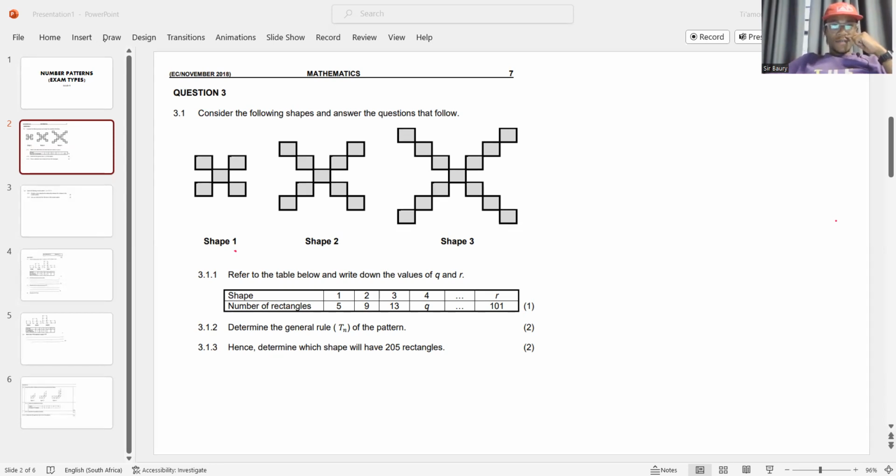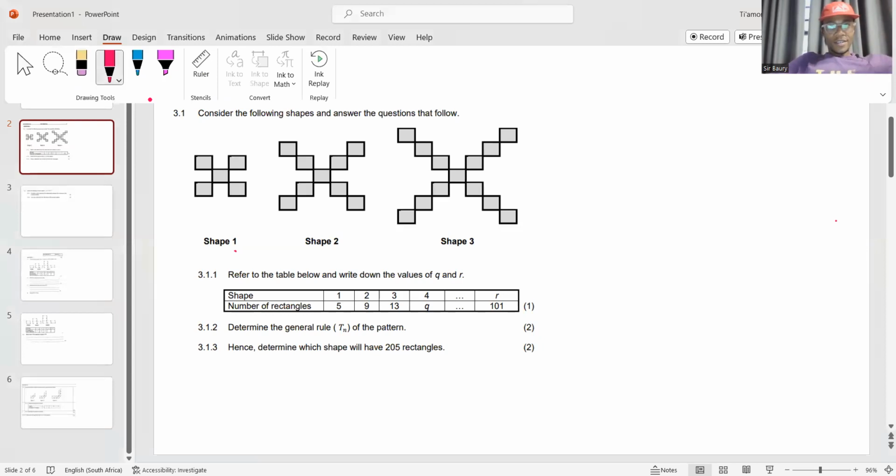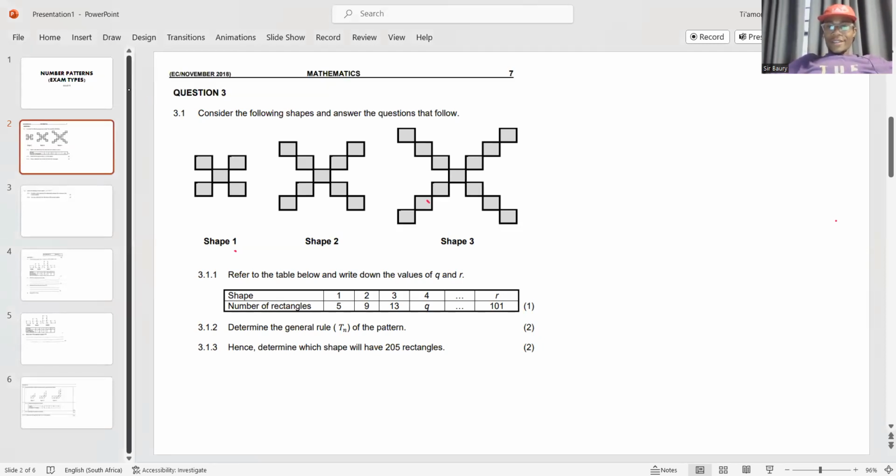You have 2018. Sorry. Consider the following shapes and answer the questions that follow.